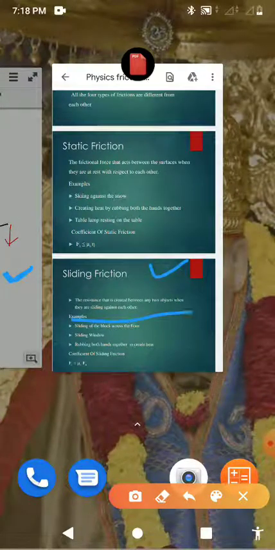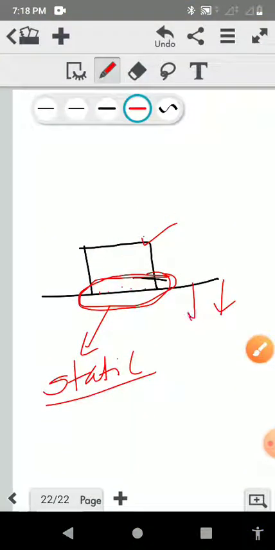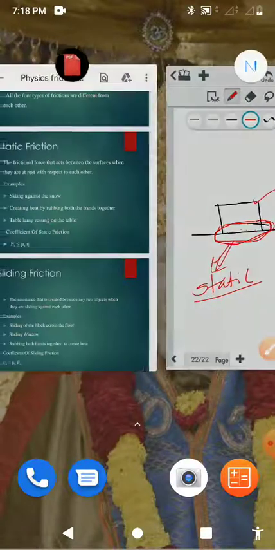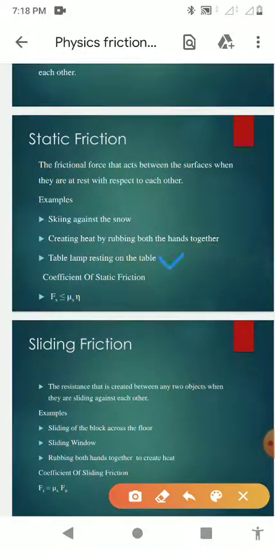Let us say this is your table lamp and this is your table on which it is put. Then what will happen in this area? There is friction, and that type of friction is known as static friction. We can say this is the most relevant example out of all three. Now we are discussing friction, so how can we measure it?